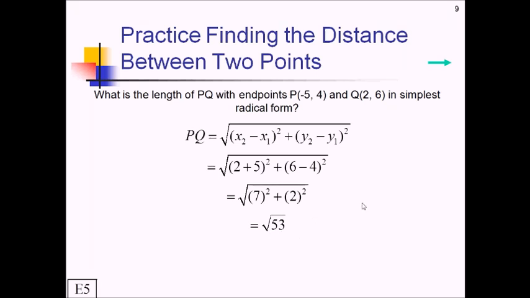So that's it for our lesson on midpoint and distance. You will be seeing these two topics over and over again in places you wouldn't imagine in higher level math.